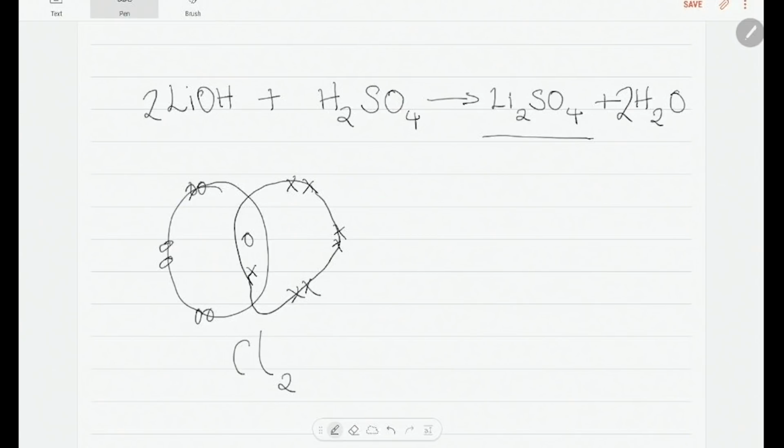The second one is carbon dioxide. Carbon dioxide is made up of 2 elements, carbon and oxygen. We have 1 atom of carbon and 2 atoms of oxygen. So the bond is going to look like this.